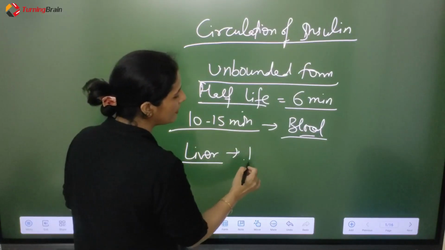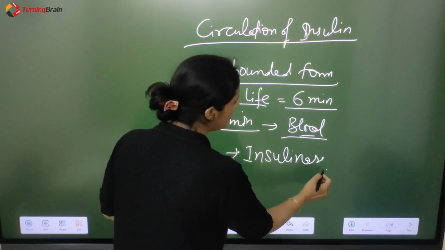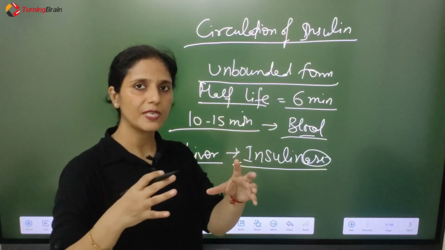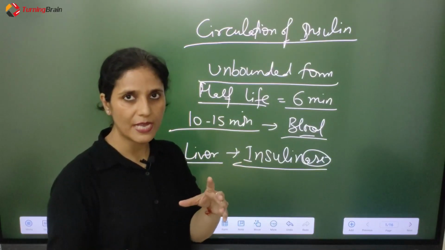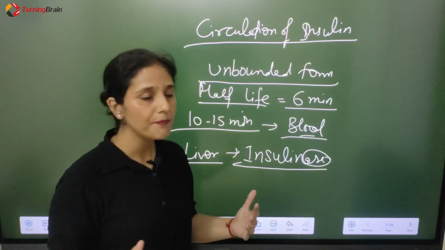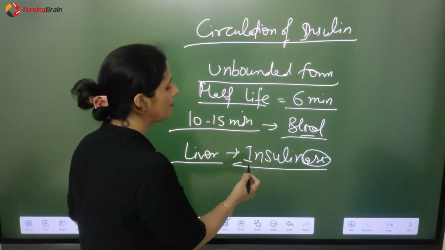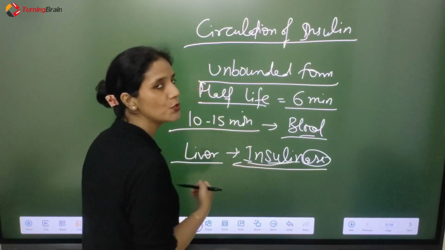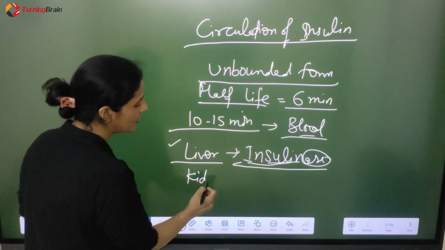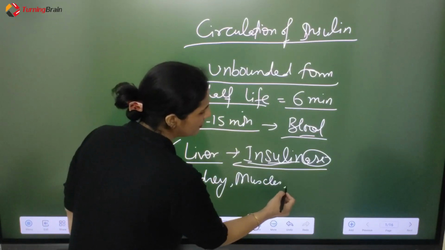In the liver there is the insulinase enzyme. We put the word ending ase on a splitting type of enzyme, like lipase and amylase. So insulinase breaks the insulin, mainly in the liver. Some amount is also found in the kidney, muscles and other tissues.